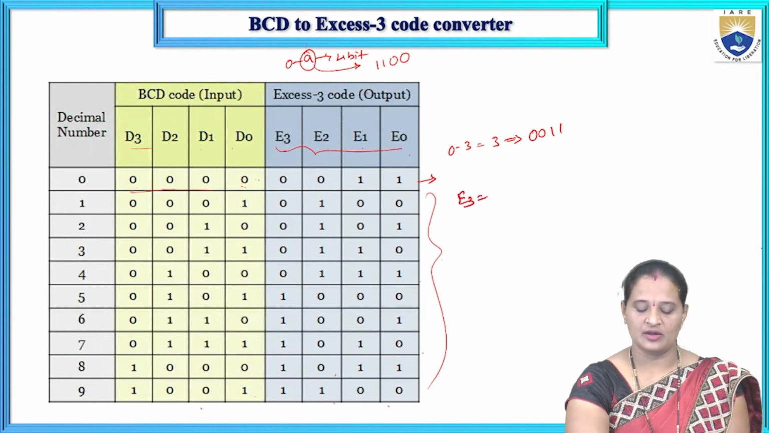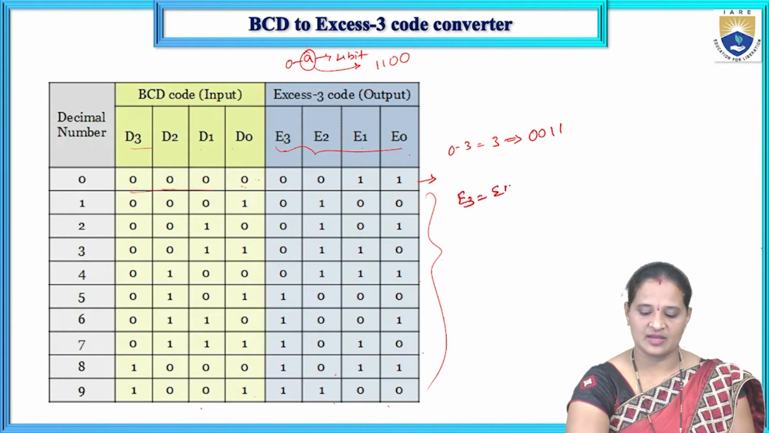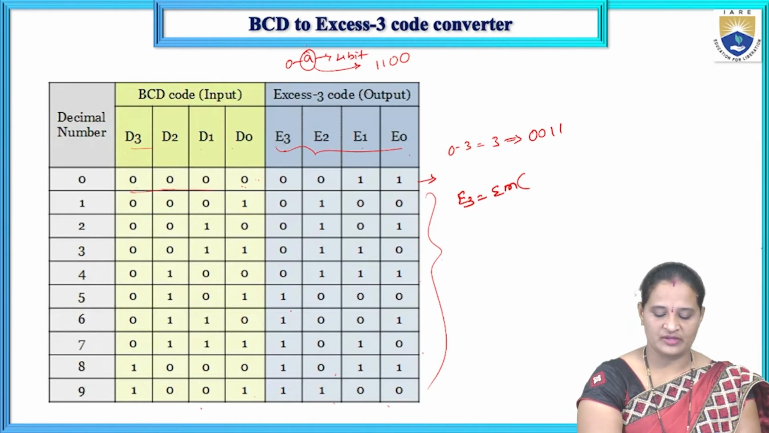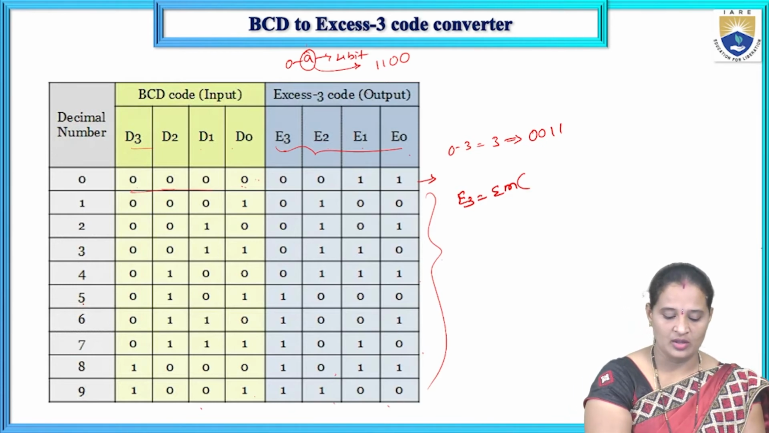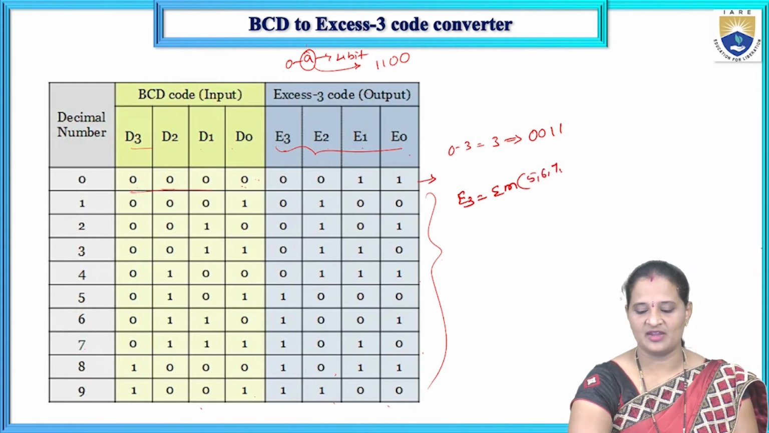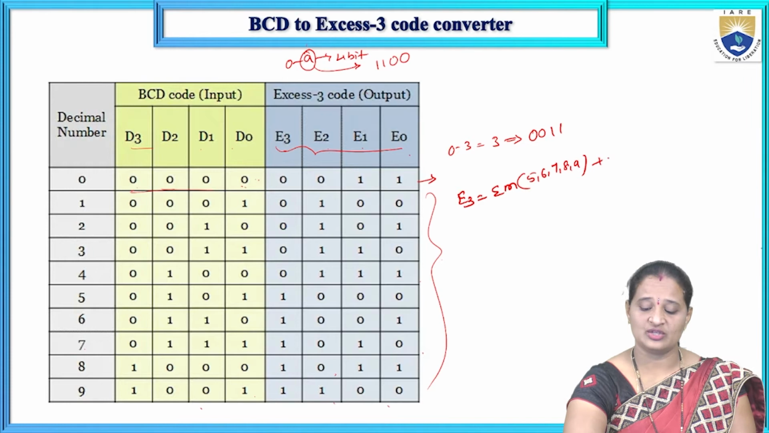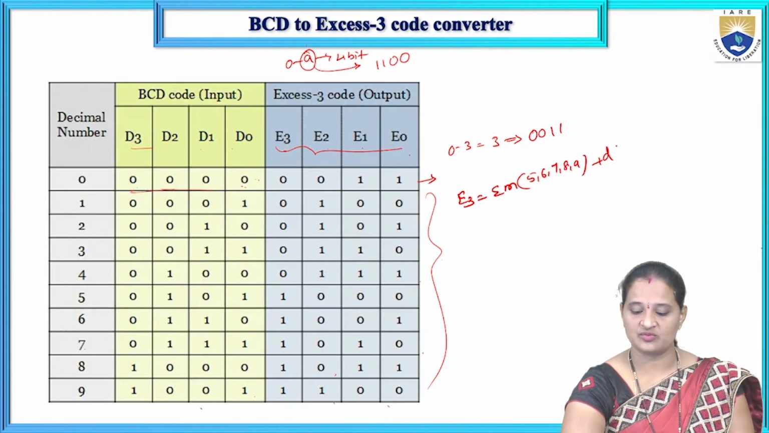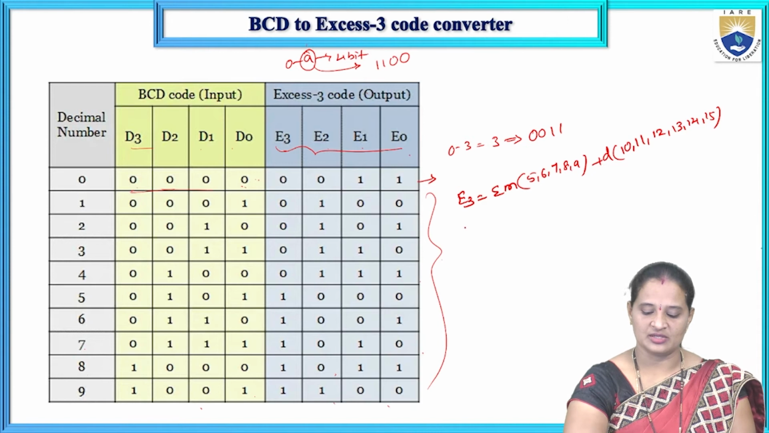Now let us consider E3, which is 1 for summation m of 5, 6, 7, 8, 9. For which combinations is E3 becoming 1? 5, 6, 7, 8, 9. Whereas it also includes some don't care conditions. What are the don't care conditions? 10, 11, 12, 13, 14, 15. These are the don't care conditions.